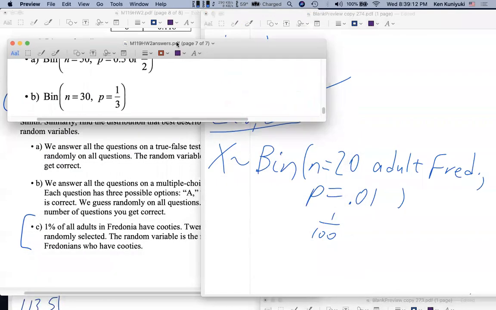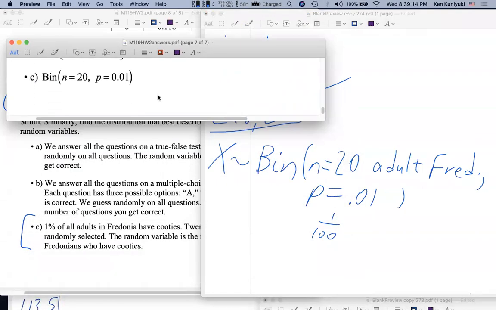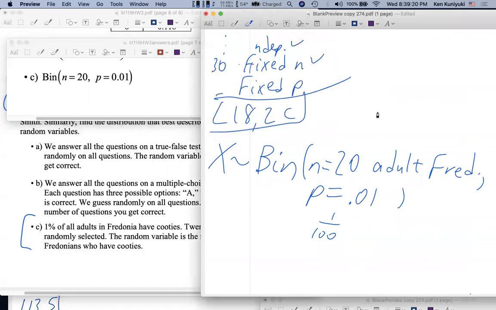Yes, there's the answer. Question: could you explain why it's 0.01? Yes. So again, what's going on here? X counts the number of successes. That's always the case in a binomial experiment. X counts the number of successes.